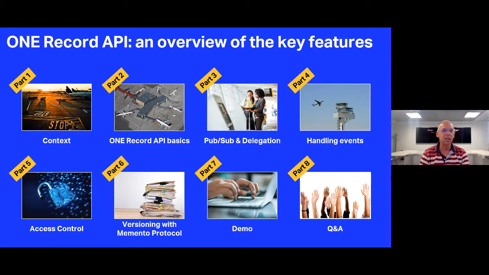But then we're going to look at some of the more advanced features. For example, the pub/sub implementation, how we delegate API access to third parties, how we handle events, a very important part, how we manage access control. Then we have a story about versioning using the Memento protocol, and then we'll do a demo. At the very end, we'll leave some time for questions and answers. I'm sure there will be quite a few of them. But as you'll see, most of them will be answered during this session.